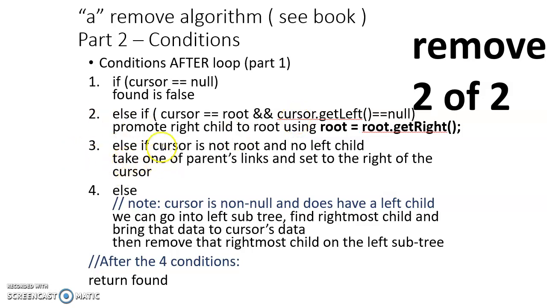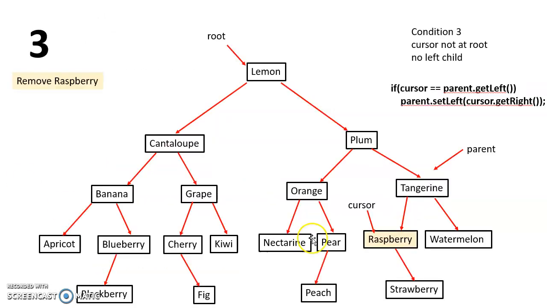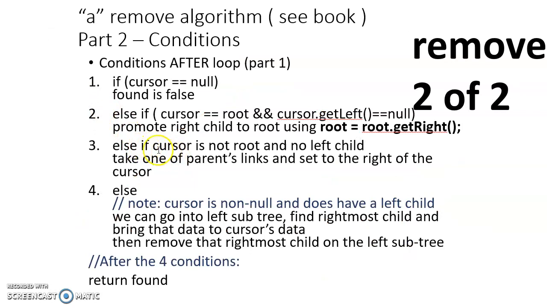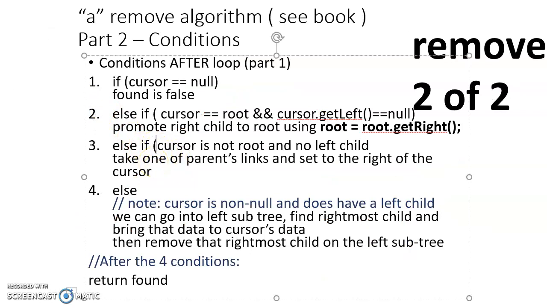So this condition 3, cursor is not at the root and there's no left child. So here we're at raspberry. So cursor is not at the root. Cursor is not at the root and there's no left child. There's nothing to the left of raspberry. Now, let me take this pseudo and let's Javasize it.